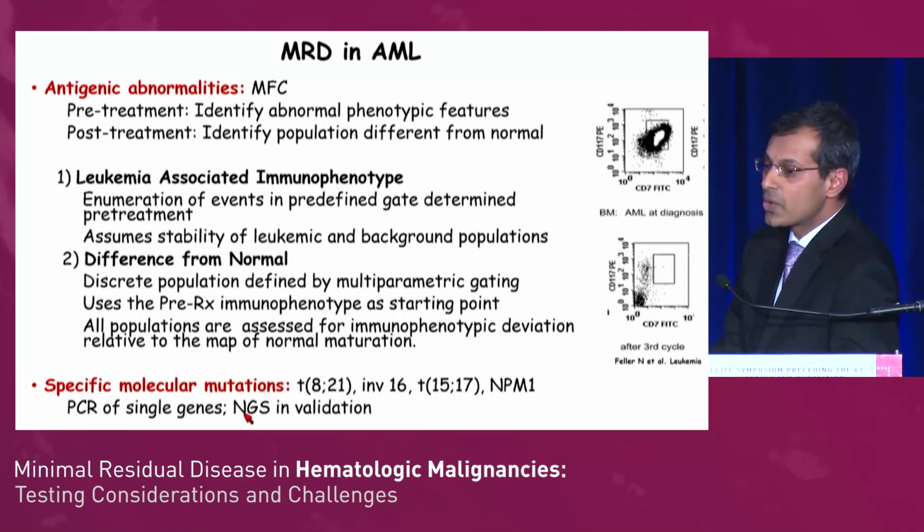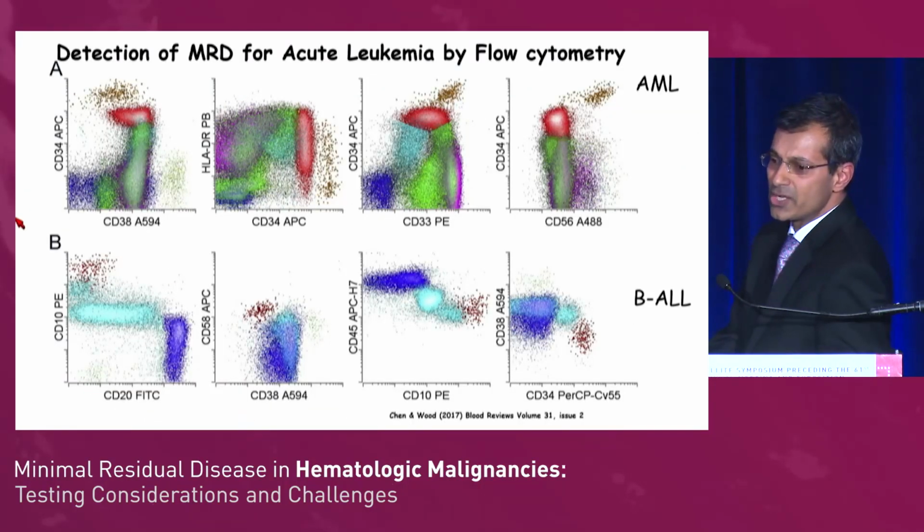But there is also validation of NGS that is ongoing. Now, here's a dot plot of a patient with AML, and these orange or dark brown cells are representative of the malignant AML cells, which are CD34 positive, HLA-DR variable, CD33 positive, and also abnormally expressing CD56 with respect to CD34 positive normal hematogones.